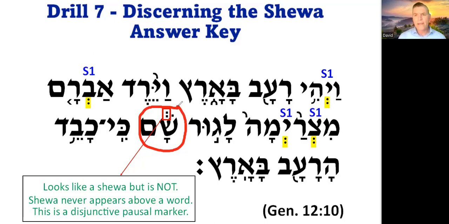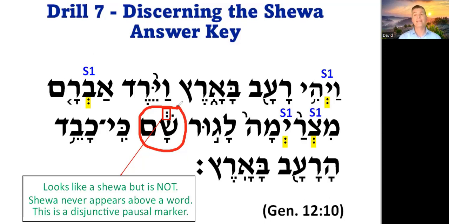Okay, that being said, let's go ahead and address the highlighted Shewas that occur in this verse. S1, the S stands for the word silent, because that's one of the questions we're supposed to be answering in this assignment, regarding each and every Shewa. Is that Shewa silent? Is it vocal? And I want to know why. I want to know why you think.